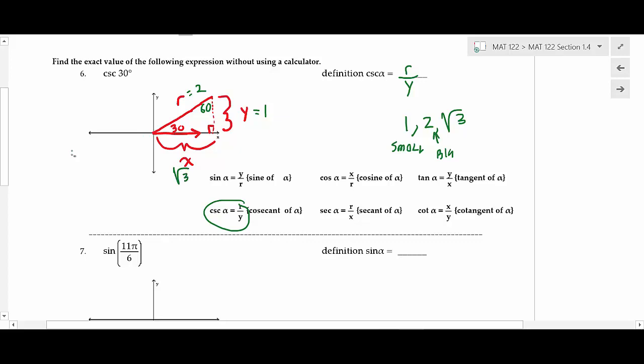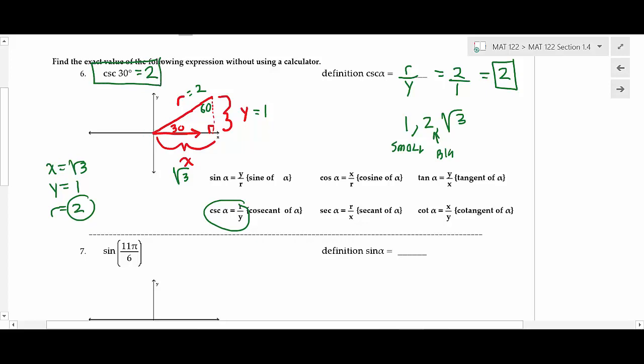Okay, so what you get in this problem then is you get x is square root of 3, y is 1, r is 2. So when you get the answer to the problem now, you're just going to do r, which is 2, okay, over y, which is 1. So that answer is equal to 2. So we would conclude that the cosecant of 30 degrees is 2.